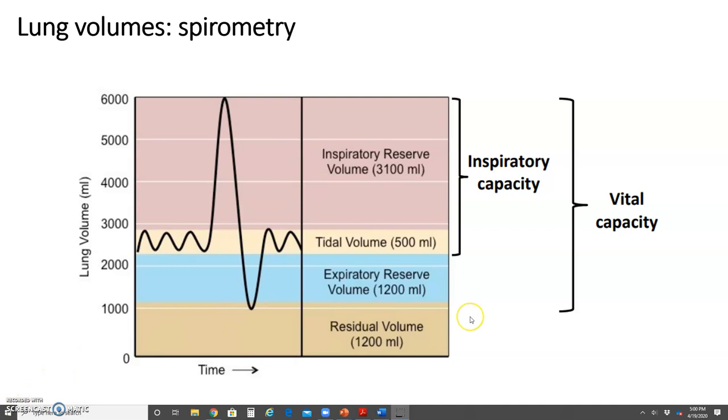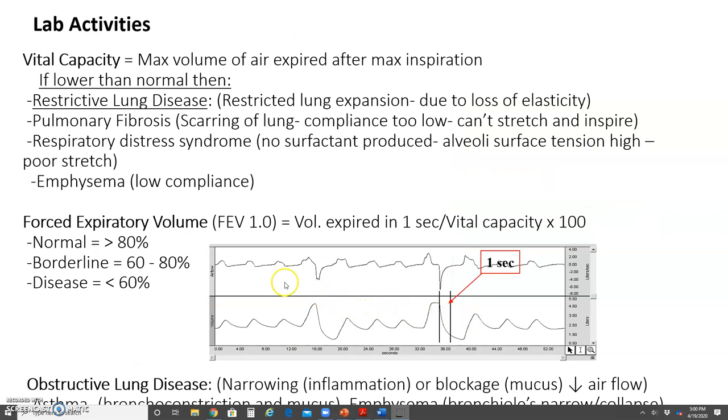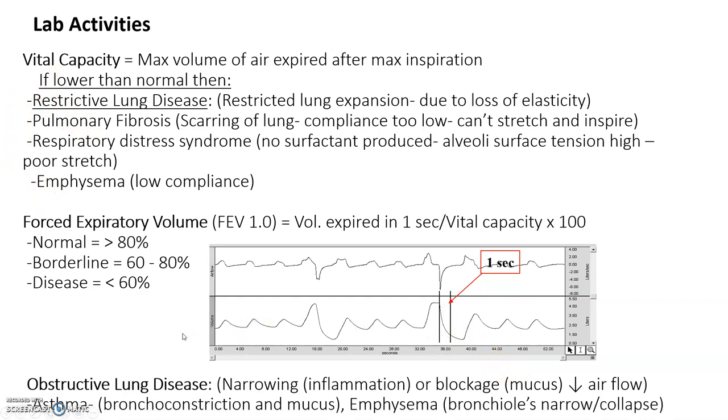Let's take a look at those in a little more detail and see how they relate to our lab activities. In lab this week, we'll be measuring tidal volume, vital capacity, and forced expiratory volume. We want to compare those to normal and then see what that indicates about the individual. If the data shows that it's lower than normal, then this might indicate restrictive lung disease, meaning there's a loss of elasticity and the lungs are restricted.